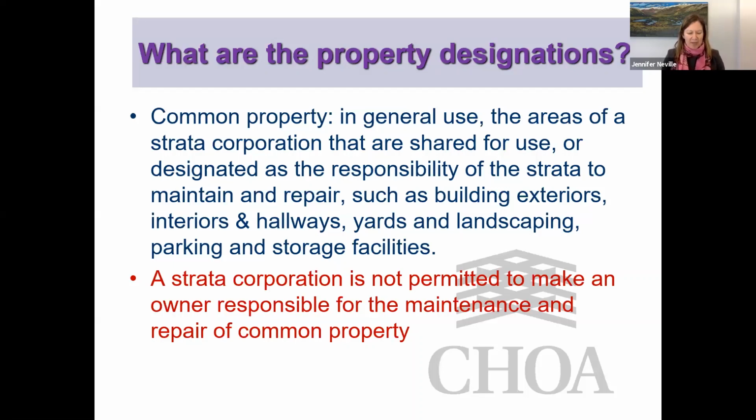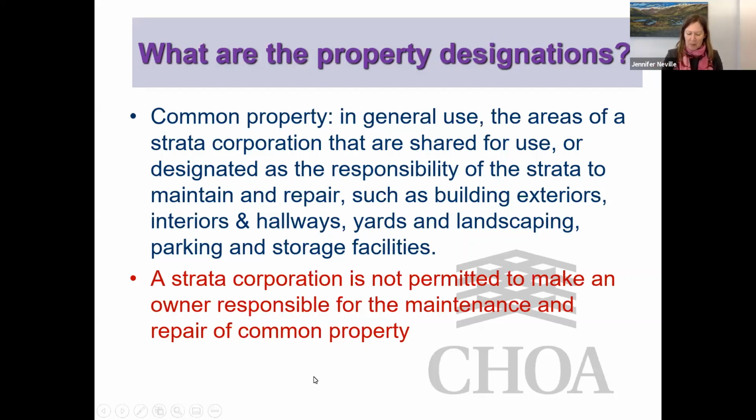Now, what are the property designations? This is kind of a refresher for many of you, I think. Let's start with common property. Generally speaking, it's the areas of the Strata Corporation that are shared for use or designated as the responsibility of the strata to maintain and repair. Examples of that would be building exteriors, interiors and hallways, lands and landscaping, and sometimes parking and storage facilities.